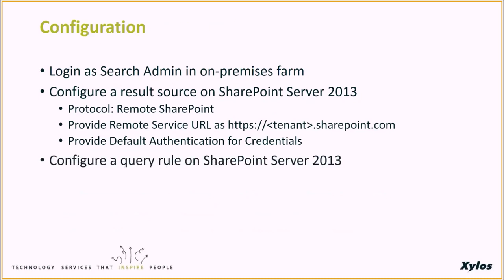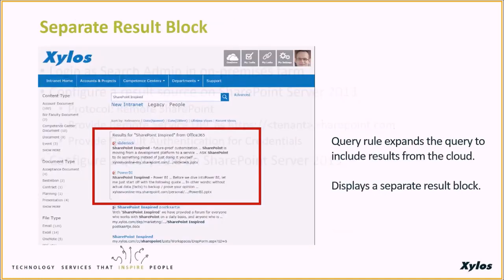Second is that you have to configure a query rule on SharePoint 2013. And that means that whenever you issue a search query in your search center on premises, SharePoint would automatically rerun this query for SharePoint Online. And that's why you need a query rule. Now, if you configure all this, and this is just an example of how that looks, you can search for something. In this case, I'm searching for SharePoint Inspired. And first of all, the first two results are my results from SharePoint Online. And the other results beneath are the results from SharePoint on-premises. It works. It's pretty straightforward.